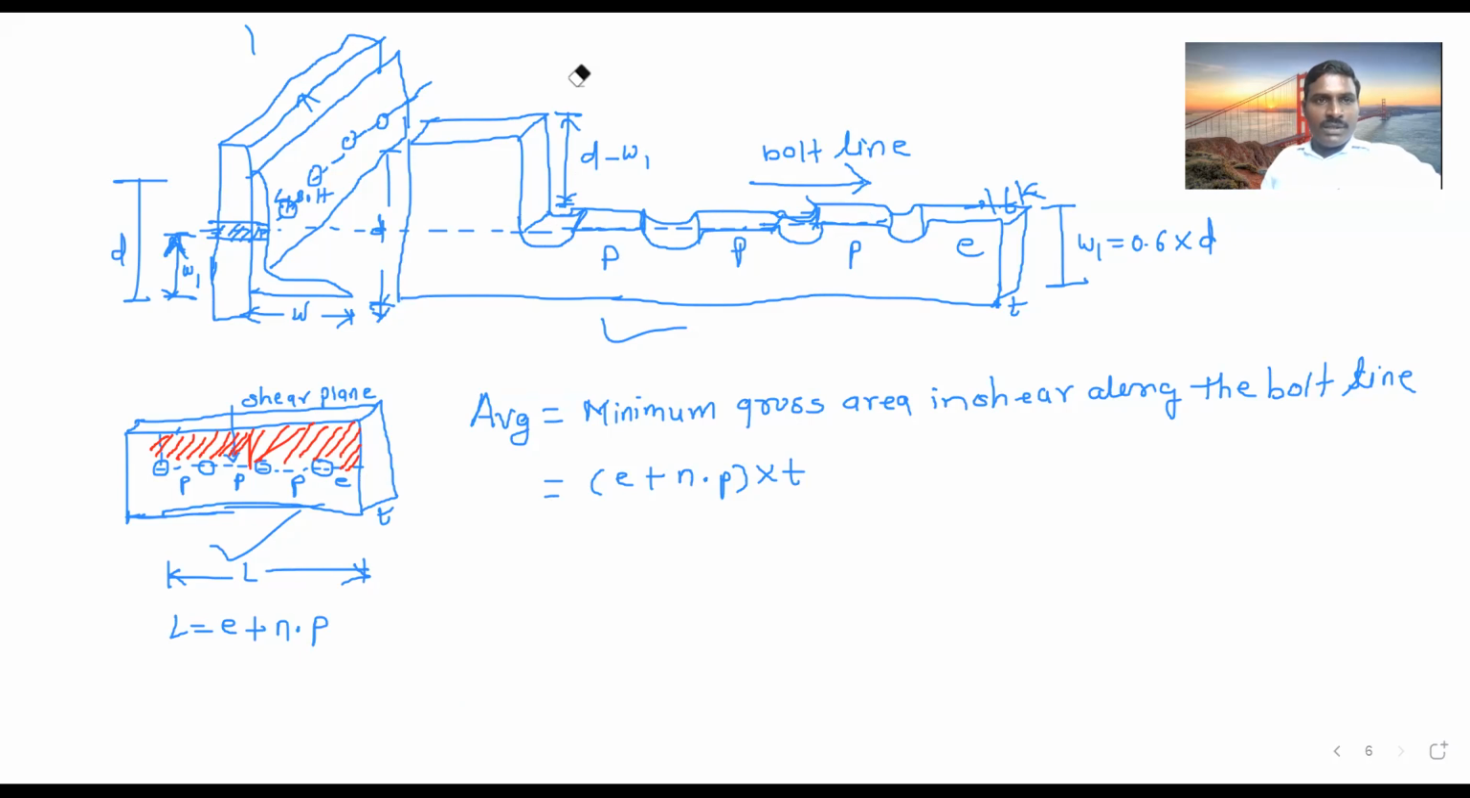Okay. So this is, you got everyone? Okay, so we will move next. That next area is the A_vn, the minimum net area in shear along the bolt line. जसा आता ग्रॉस एरिया शियर मधला कॅल्क्युलेट केला, सिमिलर वी कॅन कॅल्क्युलेट द नेट एरिया शियर.